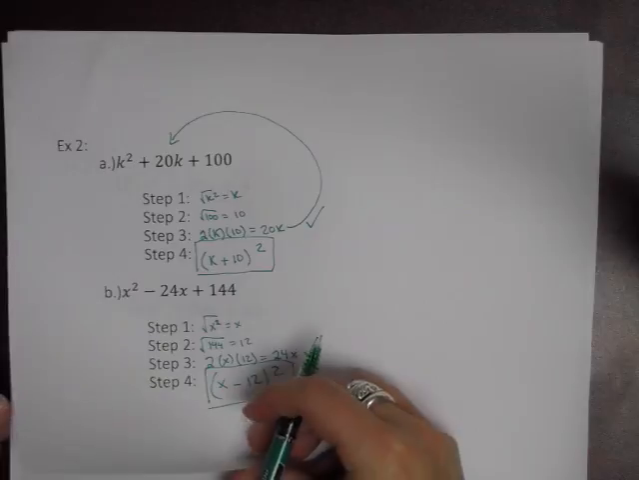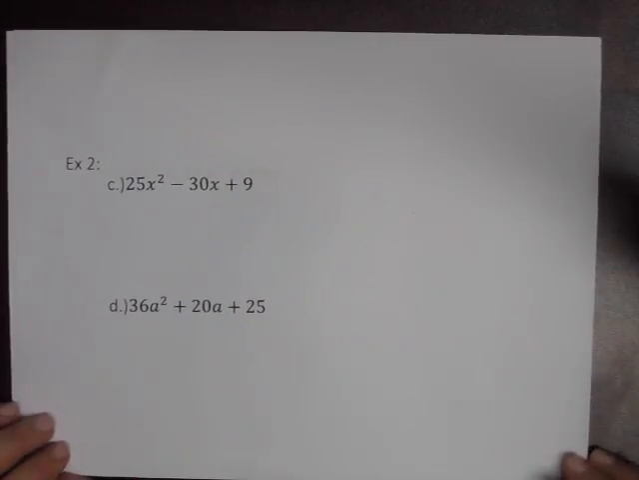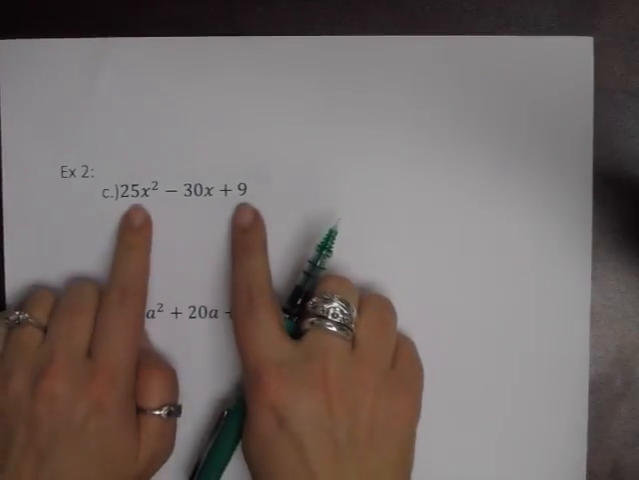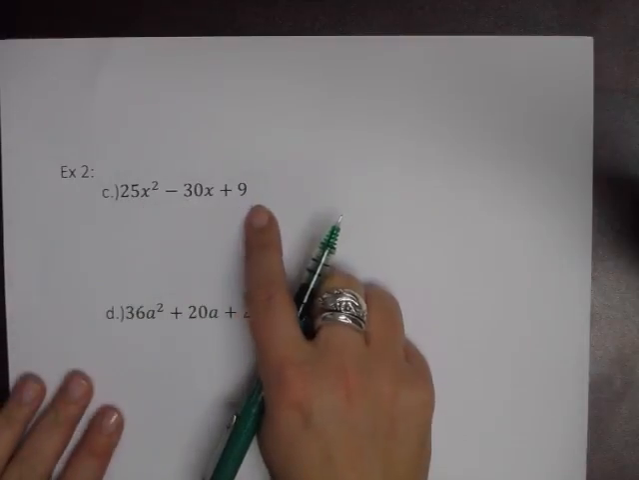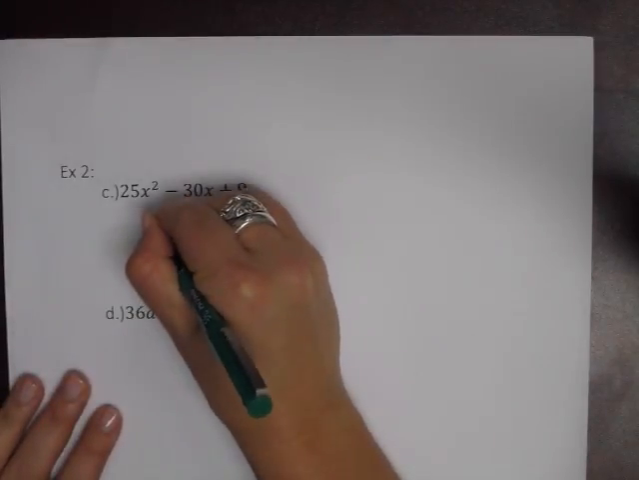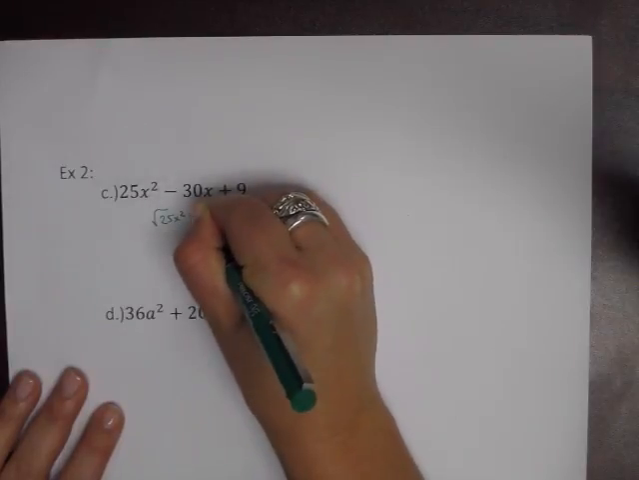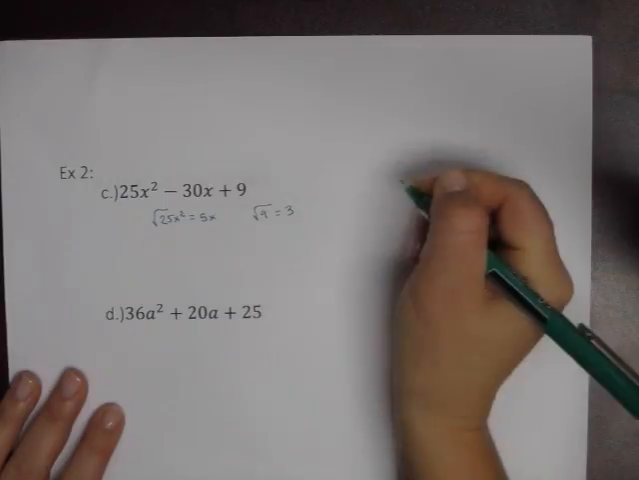Okay, let's try another one. So we got 25x squared minus 30x plus 9. Okay, I see I have three terms. I see that these two are definitely perfect squares, and my middle term is even. So first thing I've got to do is take the square root of 25x squared, which is going to be 5x. Then I take the square root of 9, which is going to be 3.